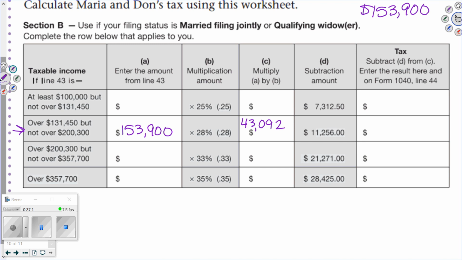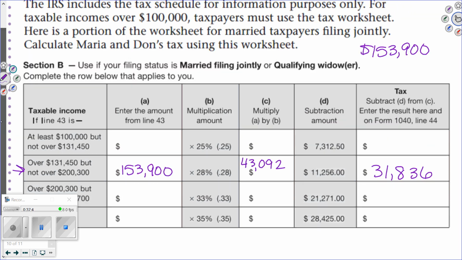And then what's the next part I'm going to do with it? Subtraction amount. And then it says at the end, subtract D from C. Enter the result here. So I'm going to then subtract 11,256, 31,836. Now, this is a portion of the worksheet, because you made over a certain amount, so there's no tax table for this one.